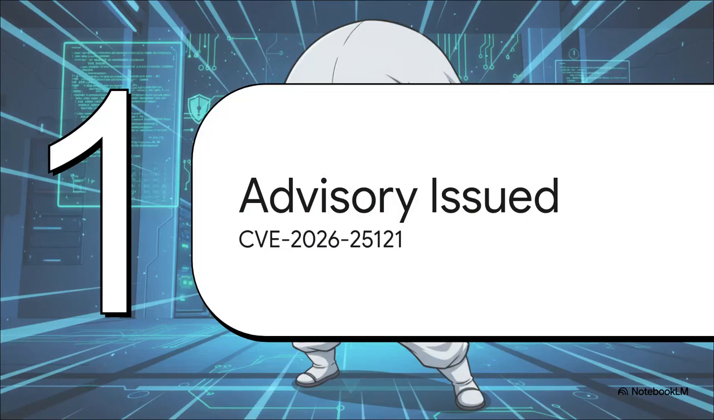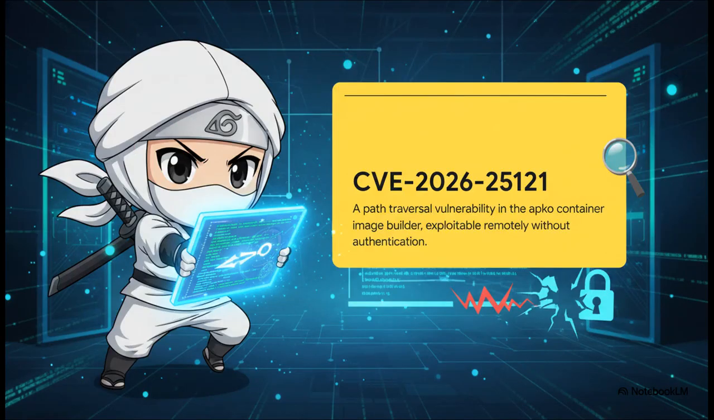Now, let's get into the official designation for this threat. So what are we actually dealing with here? apko is a tool for building OCI container images from APK packages. The vulnerability, which we now know as CVE-2026-25121, is a classic path traversal flaw that can be hit remotely. And here's the real kicker. It requires absolutely no authentication, no user interaction. That means the barrier to exploitation is dangerously low.